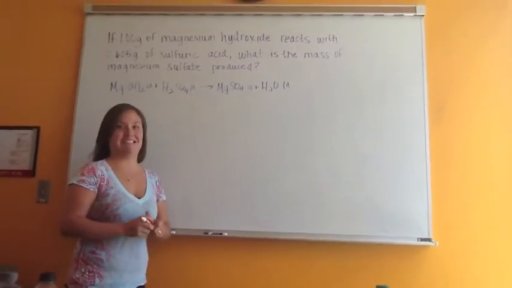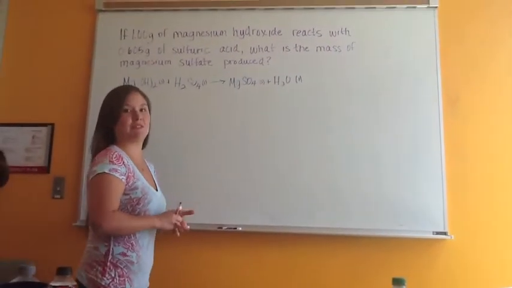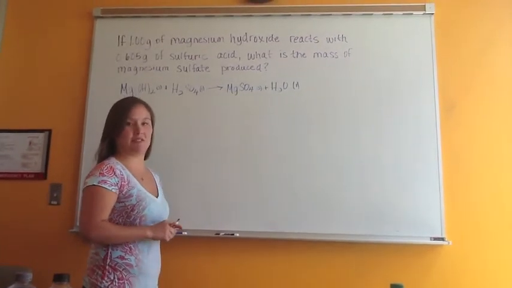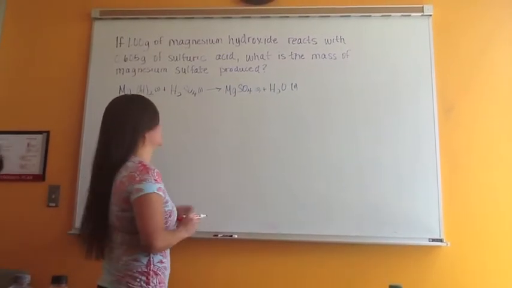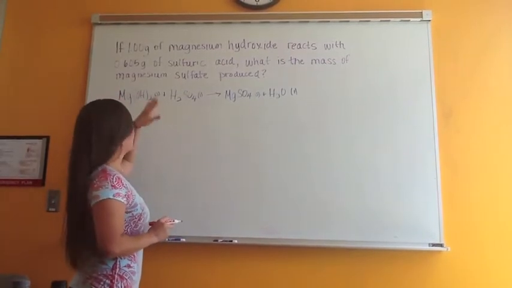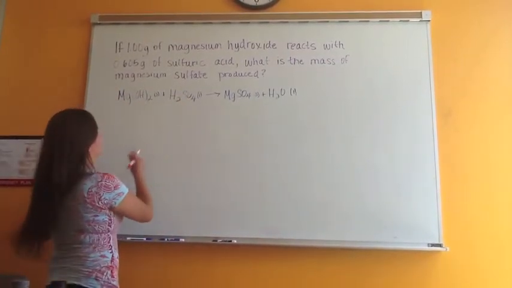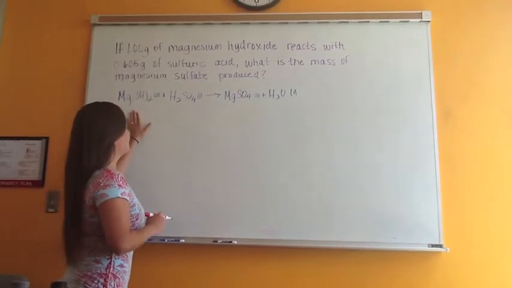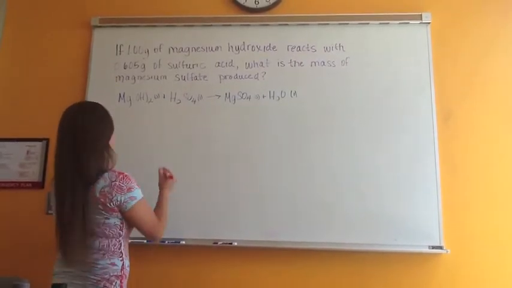Hi, I'm Jasmine Mahaney. I'm taking Chemistry 130 right now. Today I'll be doing a mass-to-mass problem and showing you how to work through it to get a gram of magnesium sulfate. So we'll start off, here's an equation, and we're going to have to balance it out first.